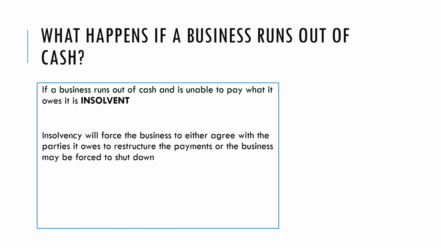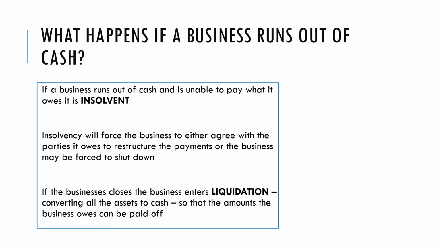In that situation, the business will either have to restructure the payments that it owes with the people it owes money to, or the business might be forced to shut down. And if the business shuts down, we call this process liquidation, where all the assets of the business are sold off so that the debts can be paid off, and then the business just ceases to exist.